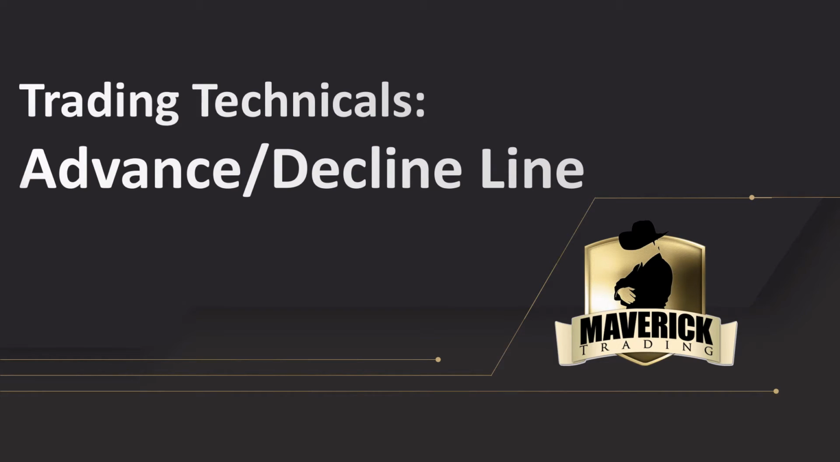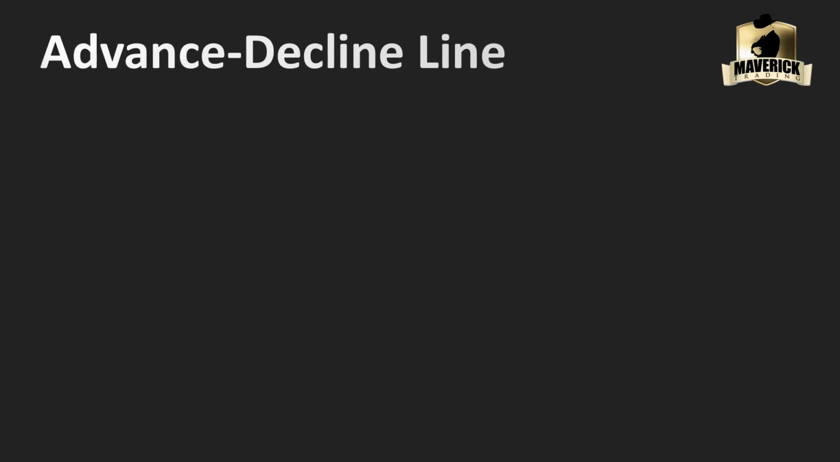Maverick traders, welcome out to Trading Technicals, and today we're going to explore the advanced decline line. We'll focus on the New York Stock Exchange, but there are a variety of different advanced decline lines. We'll talk about what it is, how it's helpful, how it can confirm a trend, how it can diverge, and give a little bit of a leading indicator that, hey, this is a bearish divergence or bullish divergence. There's something happening here that we need to be aware of.